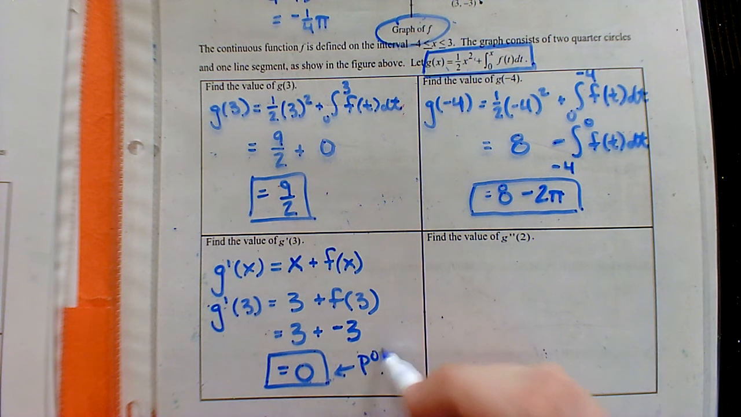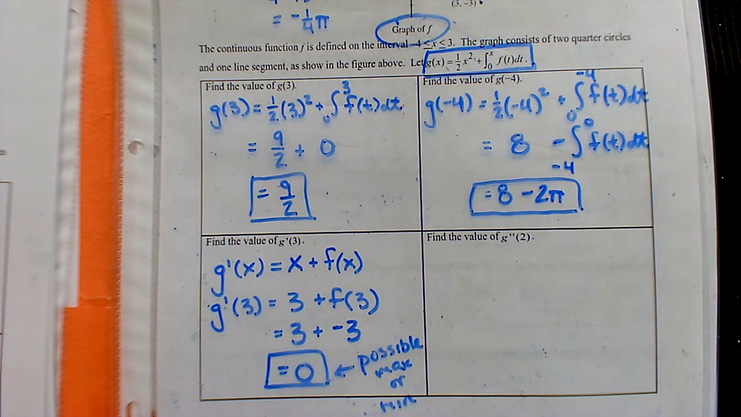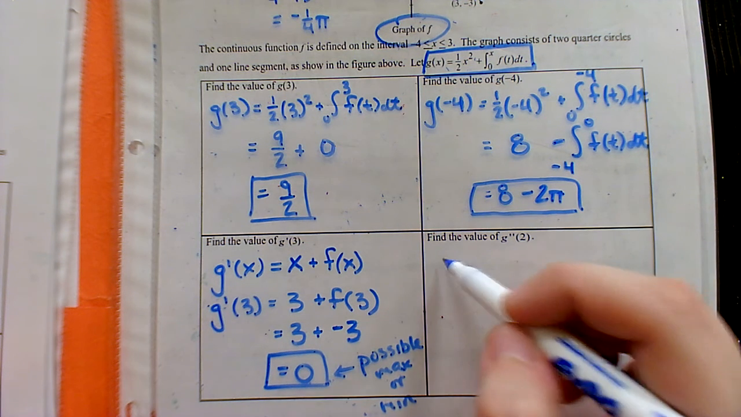Possible max or min. Yep. Possible max or min. It could be a level spot. I think we talked about those earlier this year. Slope of 0. Okay, but it's a possible max or min, aka a critical point. All right, let's do a second derivative.